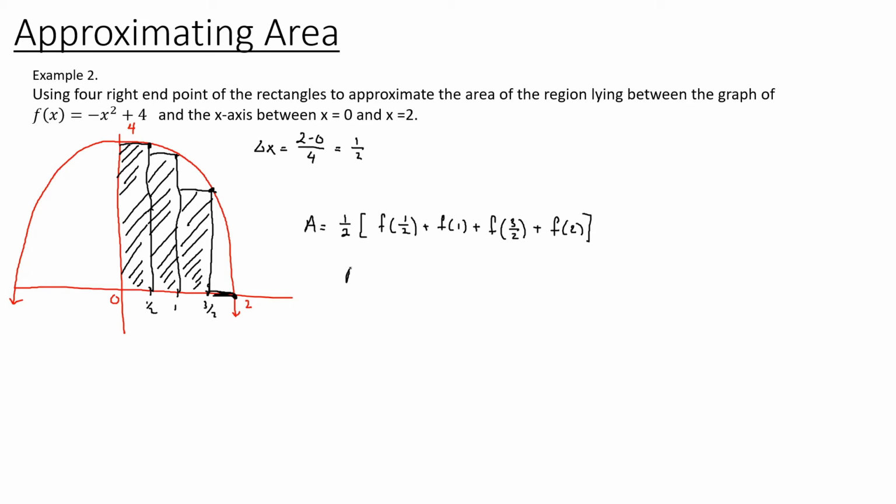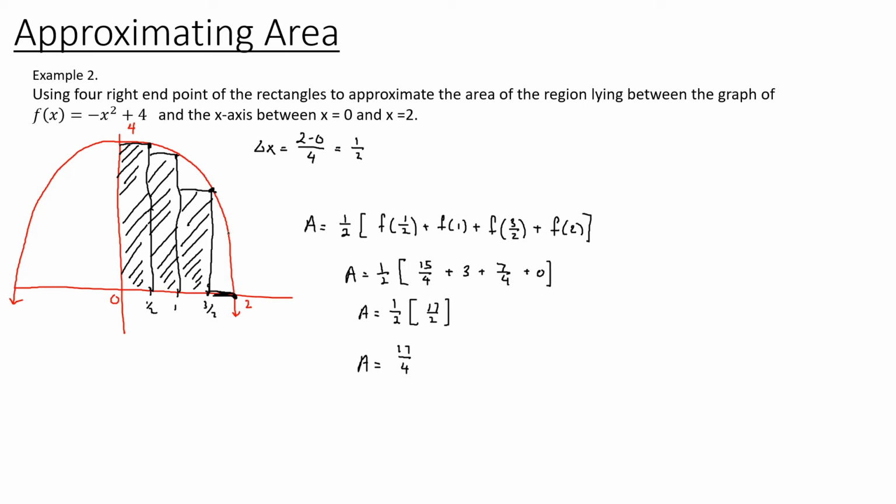So if you calculate this area, you have 1/2 times f of 1/2, which was 15 over 4. F of 1 was 3. F of 3 over 2 is 7 over 4. And f of 2 is 0. So the area is equal to 1/2 times, if you add 15 over 4 plus 3 plus 7 over 4, you will end up with 17 over 2. So your area in this case is 17 over 4.